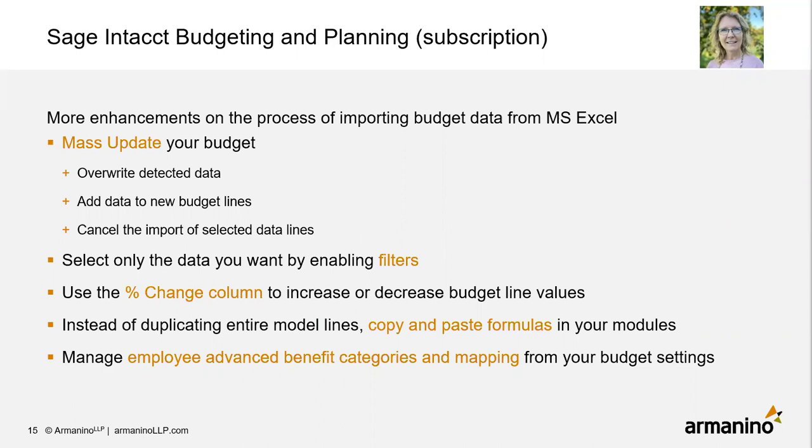And you can also cancel certain data lines if you don't want them during the import process. You can select specific data with filters, which is very nice. You can use the percent change column to automatically increase or decrease budget line values. That's really nice if you're preparing for the next year. You've got that whole budget process and you want to take some lines and go ahead and increase those by a certain percent.